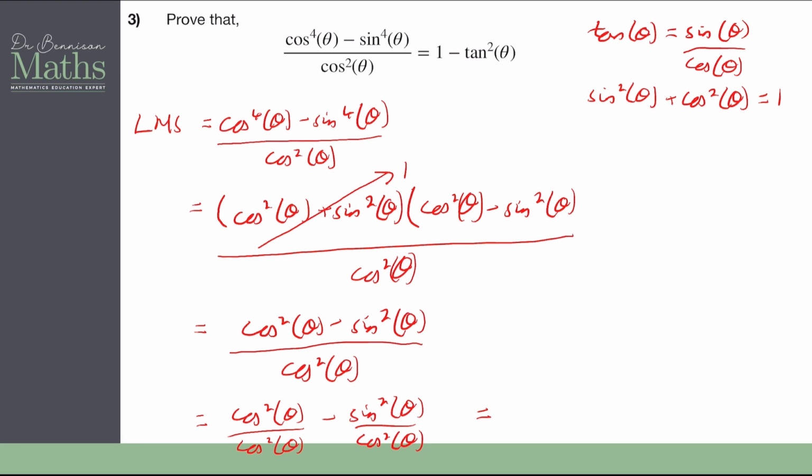Well, the first term, cos squared theta over cos squared theta, is the 1. Sine over cos is tan, so sine squared theta over cos squared theta is tan squared theta. So 1 minus tan squared theta, which is equal to the right-hand side as required. And there you have it. That is the end of the third example.